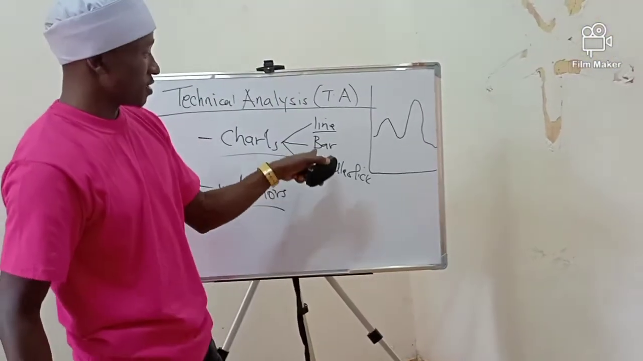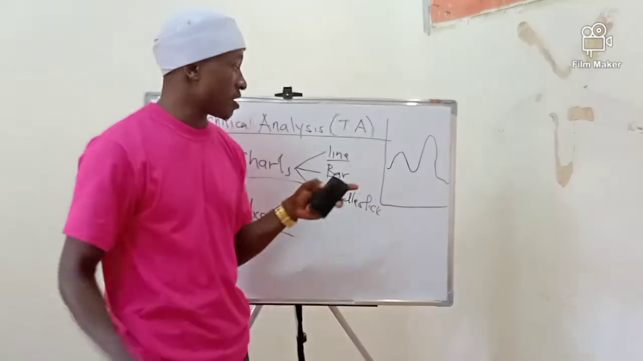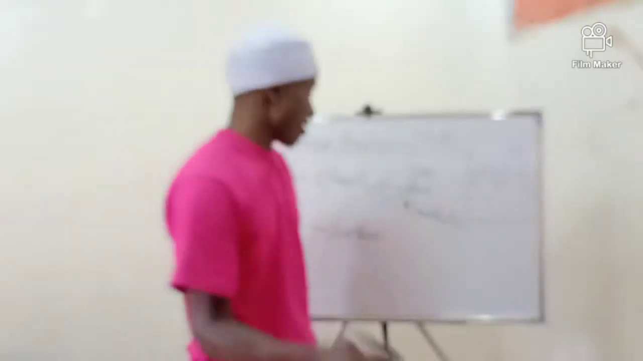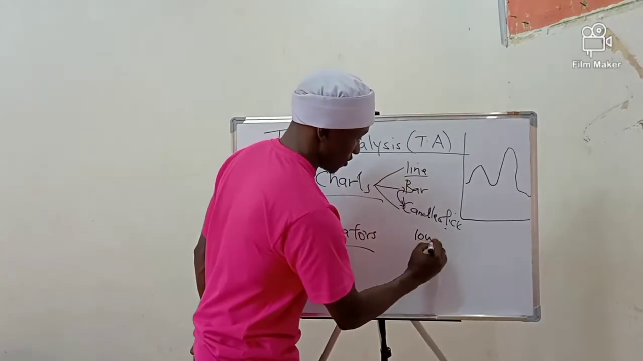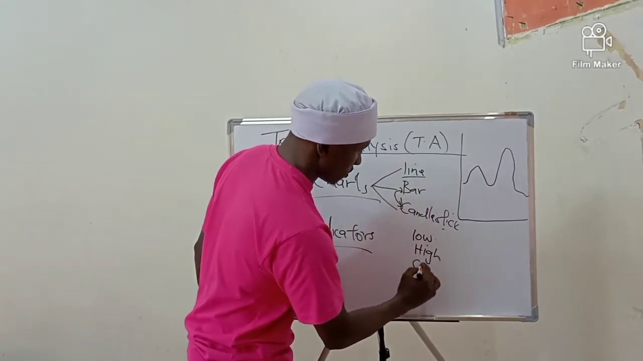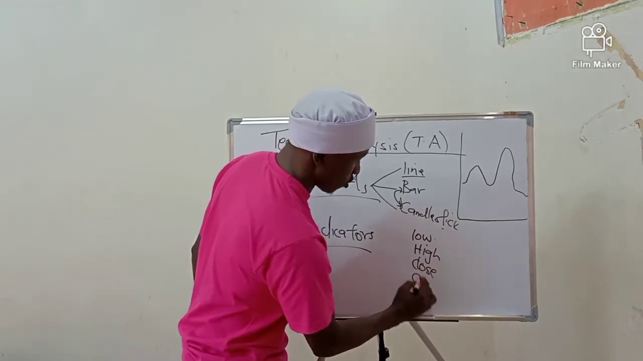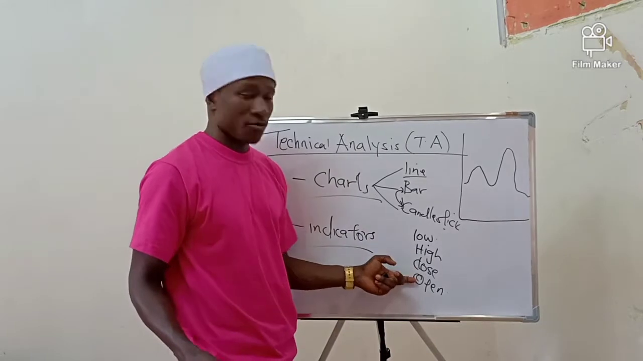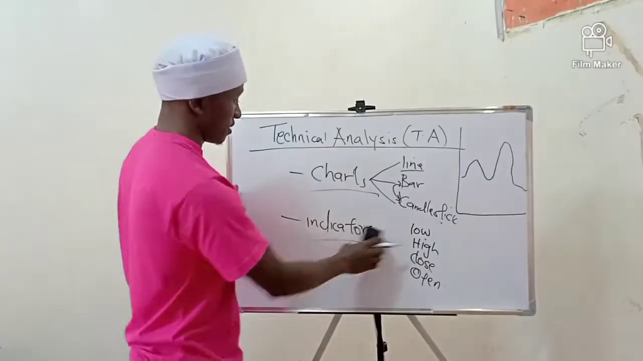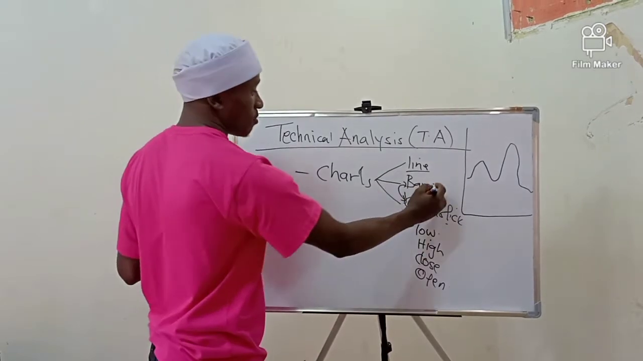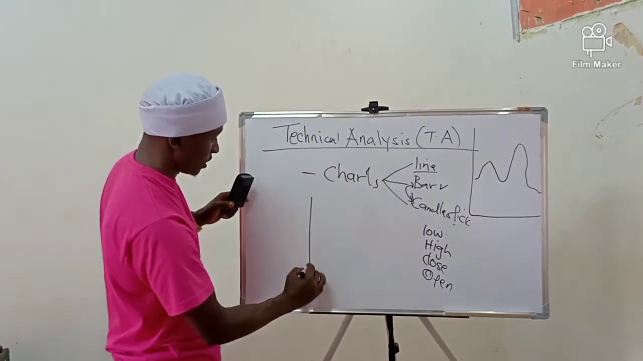Without saying so much, we go to the bar charts. The bar charts are on the basis of what we call low, high, close, and open. Now you might wonder what all these are. Maybe you can just do something small here. When you speak of bars, it is something like this.